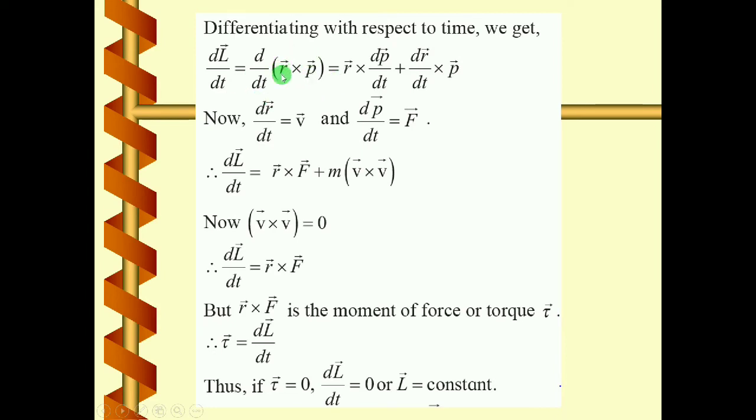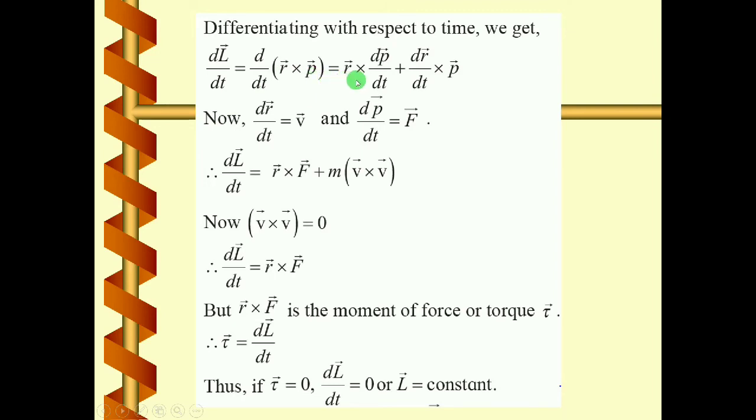Here there are two terms: the first term is the r vector, the second term is the p vector. So how will you expand this derivative for this vector product? You will write the first term as it is, cross the derivative of the second term, plus the derivative of the first term cross the second term as it is. So you will write r cross dp by dt plus dr by dt cross p.